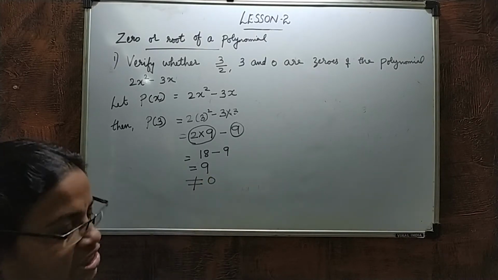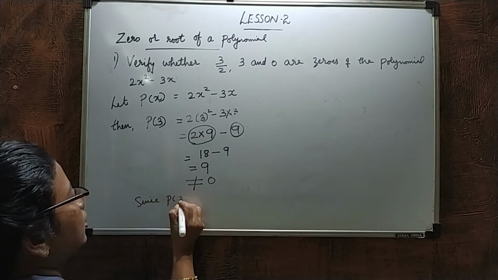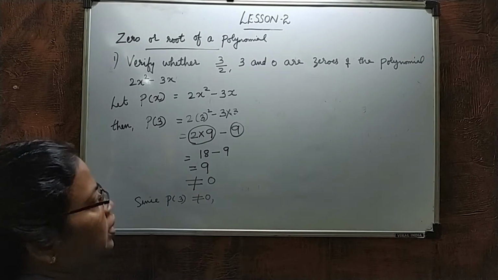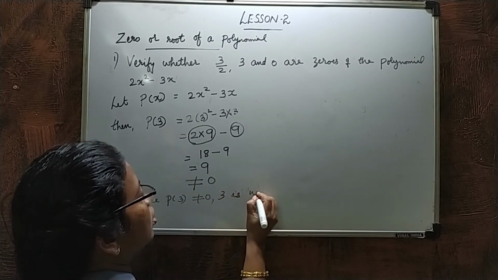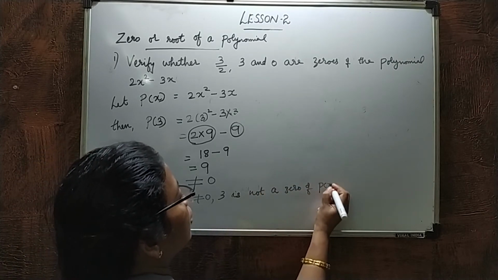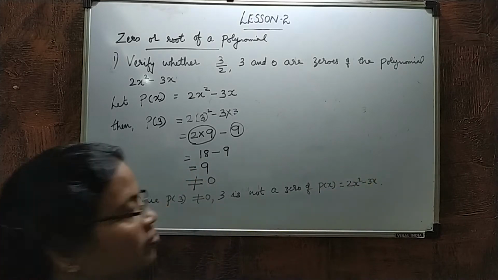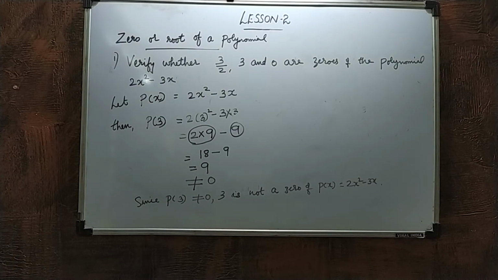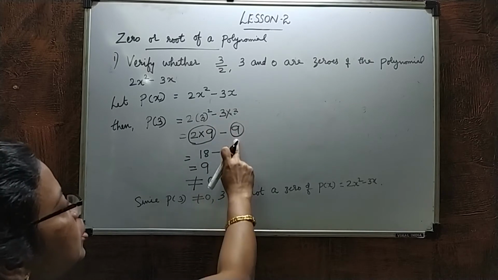Here, then what is the next step we have to write? Since P of 3 is not equal to 0, then what can we say? 3 is not a 0 of P of x equals 2x square minus 3x. Clear? So once again you have to remember, instead of x substitute 3 there. Wherever x is there, just substitute. Okay, then expand it. 3 square means 9 and then here minus 3 into 3 is 9.